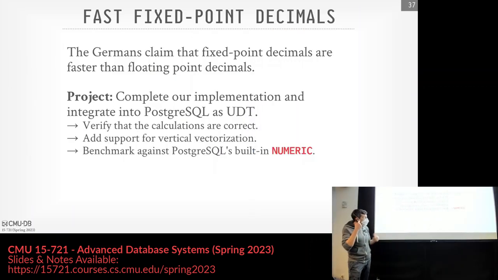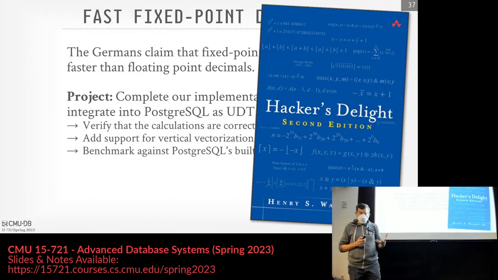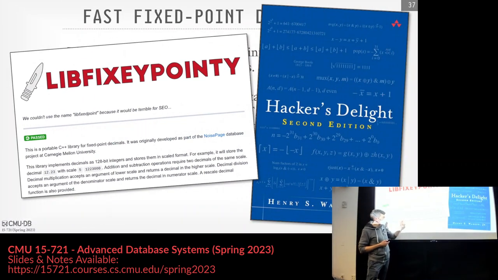I don't know how far along it is, I don't know how correct it is, but ideally I want to be able to finish this project and then implement it as a Postgres UDT, user-defined type, and then we can benchmark how fast our library is against what Postgres can do. And then we can potentially try to vectorize it, again in the standalone library, not inside Postgres, and maybe speed things up that way. So you'd have to learn a lot of bit shifting stuff to make this actually work.